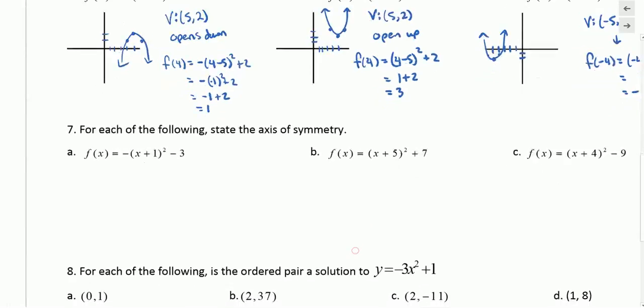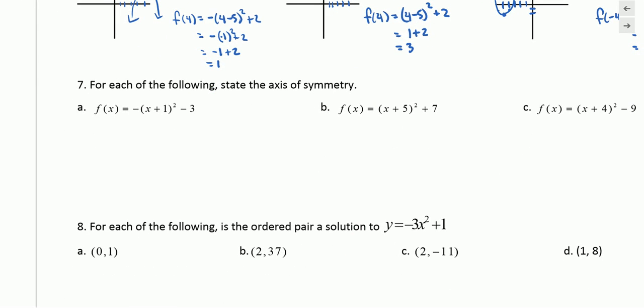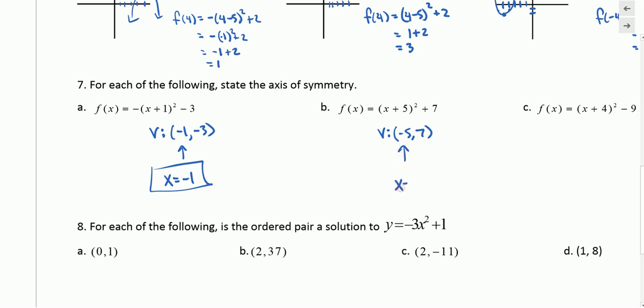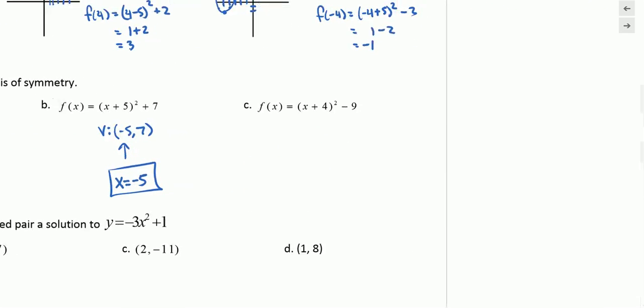For number 7, we want to state the axis of symmetry of each of the following. Well, if we can get the vertex, because part A is in vertex form, we get -1, -3, and so the axis of symmetry shares the same x value, so it's going to be x equals -1. Same thing in part B, vertex is -5, 7, so take the x value, x equals -5. That's the vertical line that cuts it in half, the axis of symmetry.